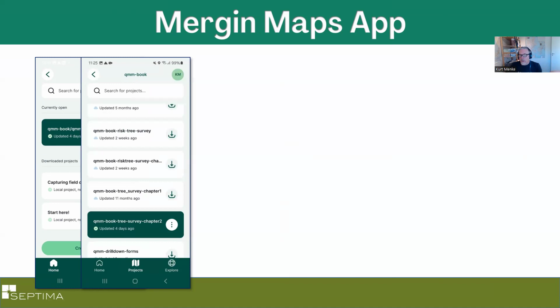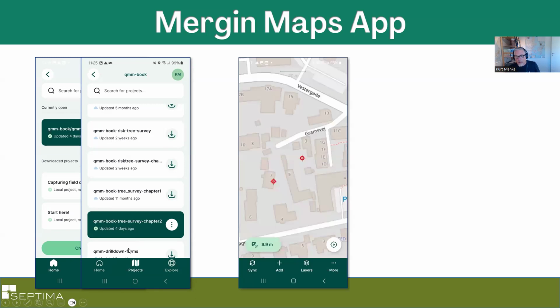If I switch to the projects button down here from home, I'll see all the projects that I have access to. If they have a little download arrow like this, it means it's not on my phone. I would press that to download it. It tells me how current the last change was. This is the one that is downloaded to my phone in dark green. If I click on this, it will open up just as I saved it last time.